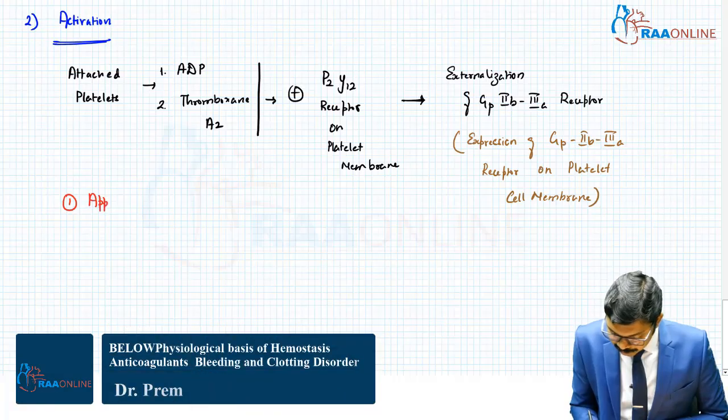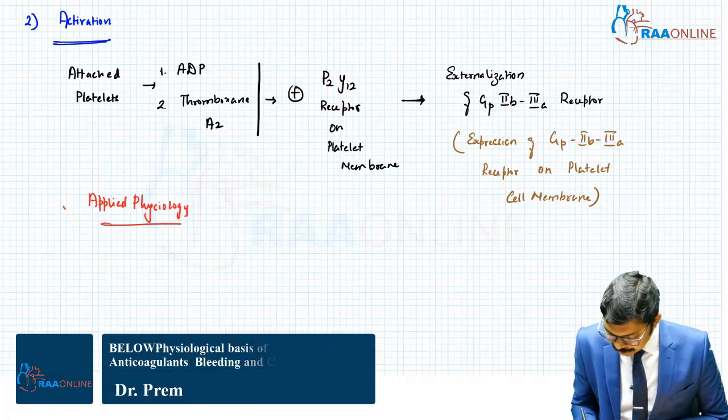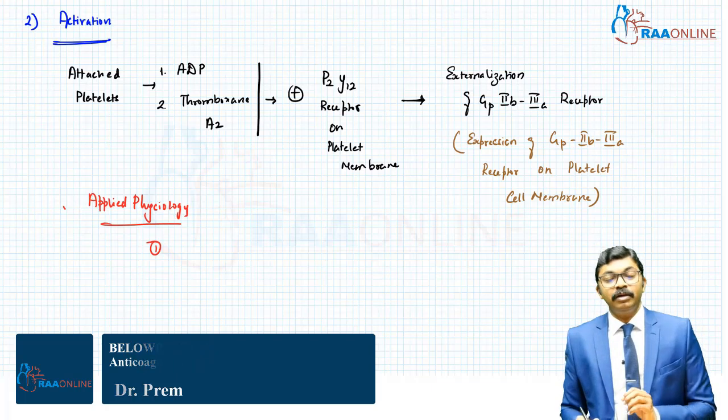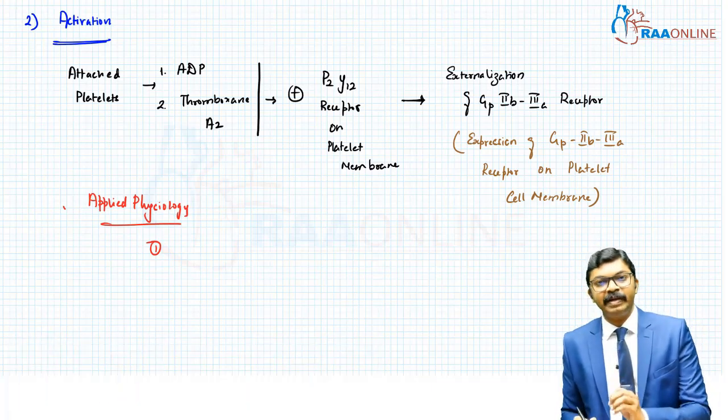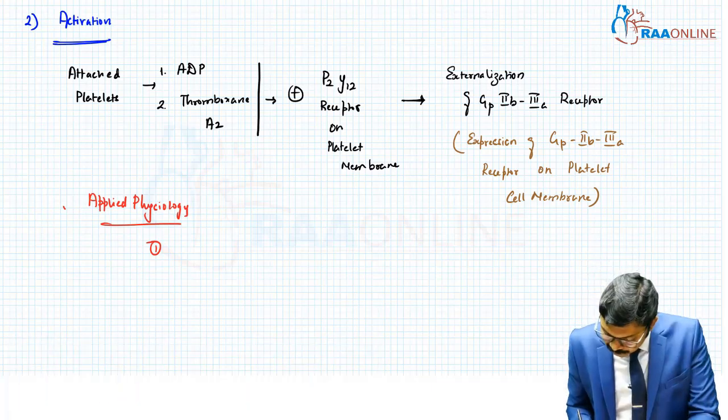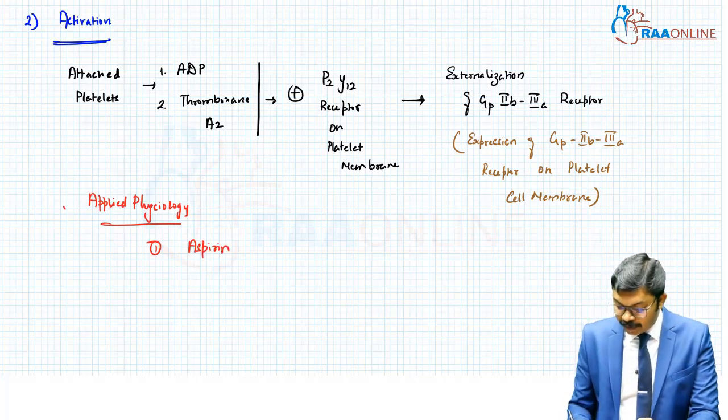So guys, let's take up applied physiology, and the first applied physiology is going to be drugs that interfere with platelet activation. People, there are few drugs. Number one, it is going to be aspirin, a very commonly used drug.